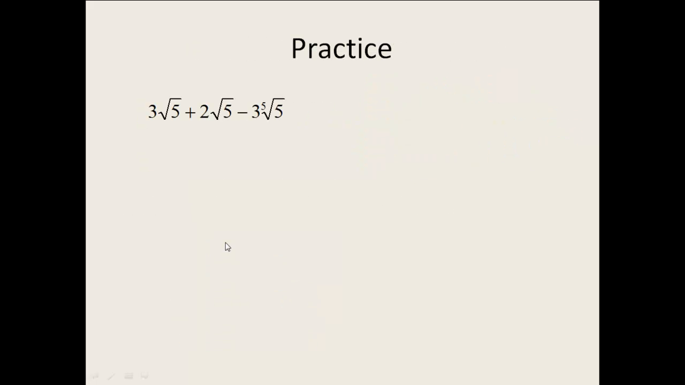Okay, here's a practice one for us. I've got 3 square roots of 5 plus 2 square roots of 5 minus 3 fifth roots of 5. You have to go through and figure out which ones are identical, and it would be the square roots of 5. The reason this one doesn't match is because it's a fifth root, and these other two were square roots. So I would take my 3 plus my 2, which gives me a 5, and I have a square root of 5 yet. Then I'm just going to bring this last piece down because it doesn't match with anything. So minus 3 fifth roots of 5.